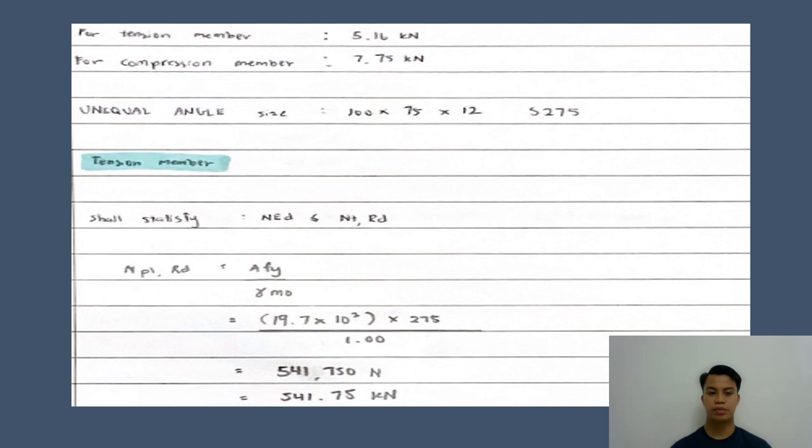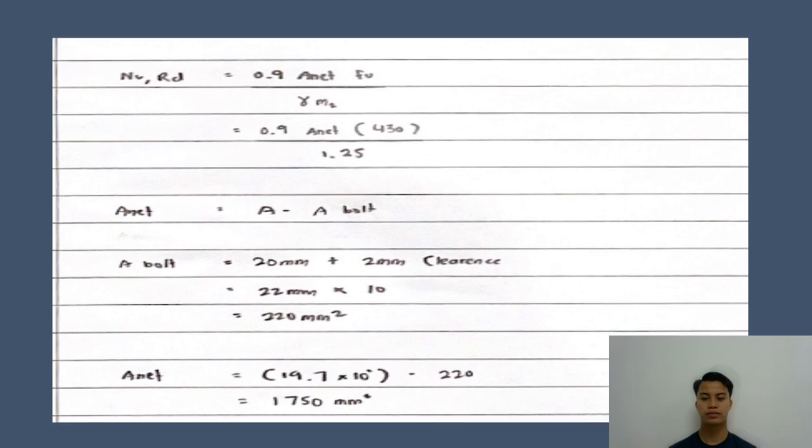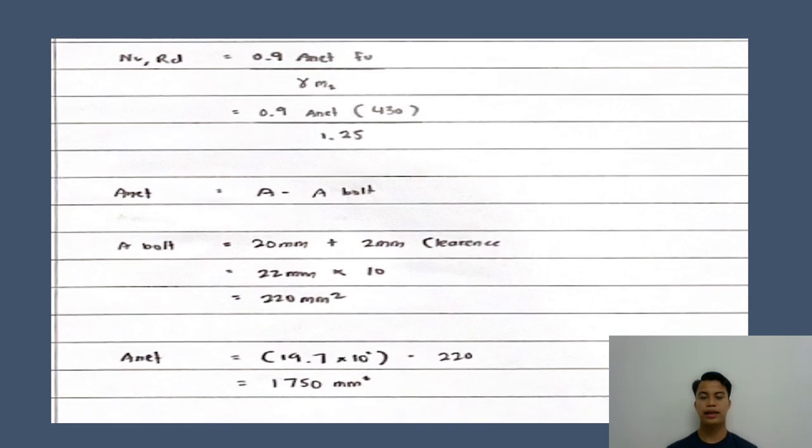For the tension member, the first thing we should satisfy is NEd lower than Nt,Rd. The formula that we use is Npl,Rd equals A fy over gamma M0. So the Npl,Rd for this section is 141.75 kN.